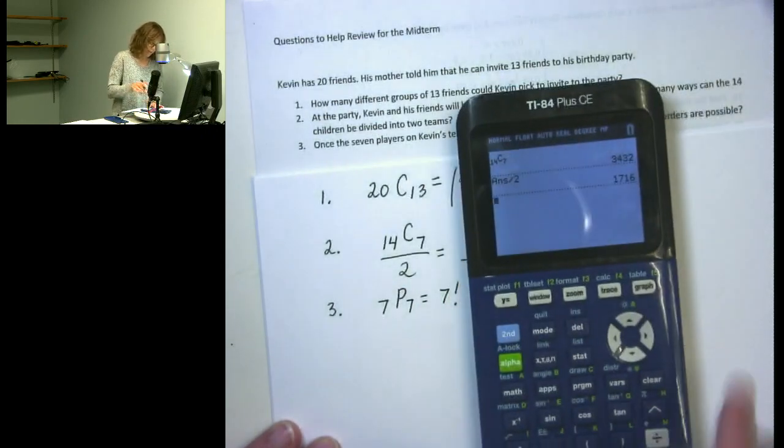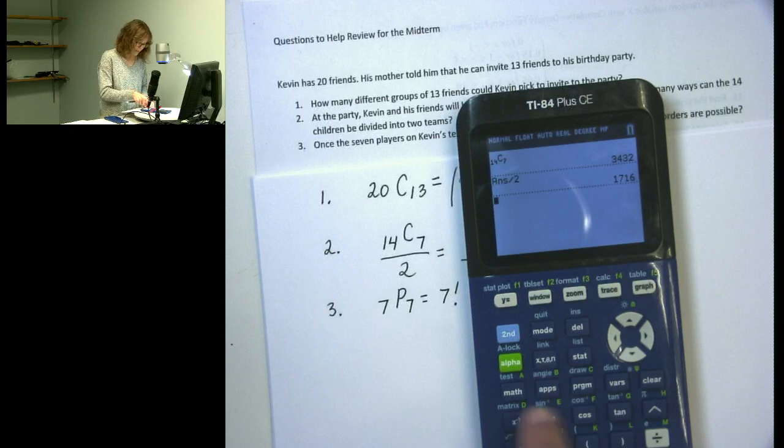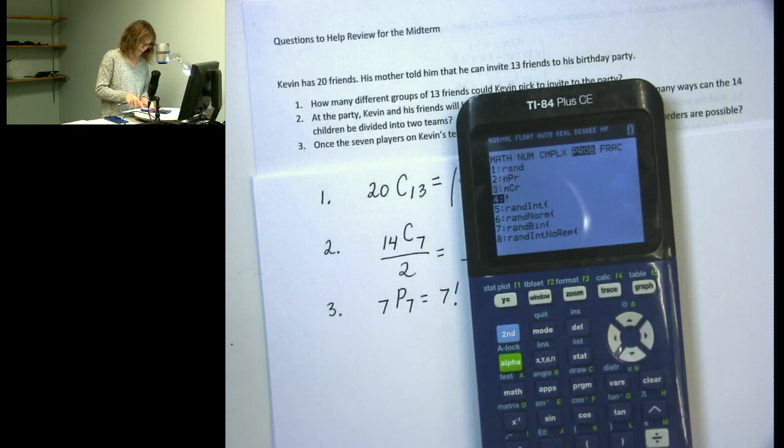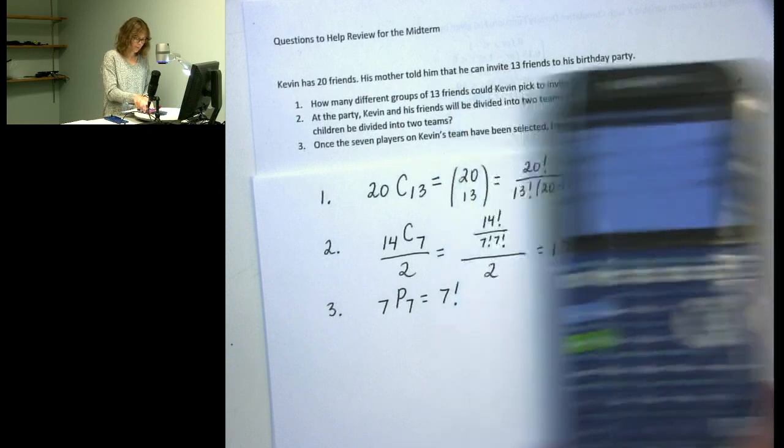So again, working here in the TI calculator, if I put in my 7 and then go to the math button, I can go down and do the factorial, and it gives me 5,040.